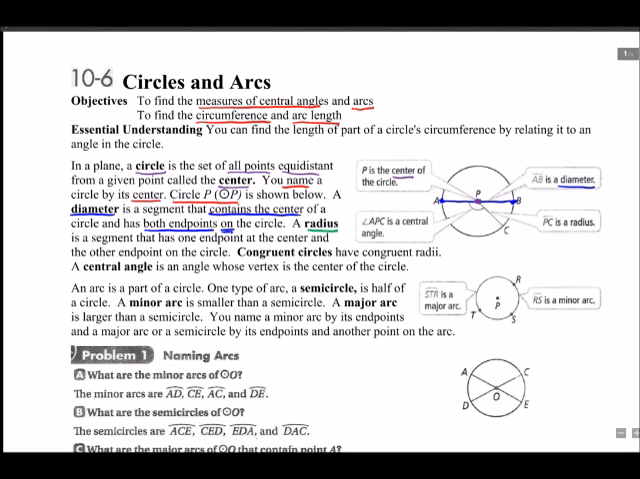A radius is a segment that has one endpoint at the center and the other endpoint is on the circle. So the radius has an endpoint, just a segment PC. That's our radius. The radius, I guess you could say, starts at the center and has a point on the circle.